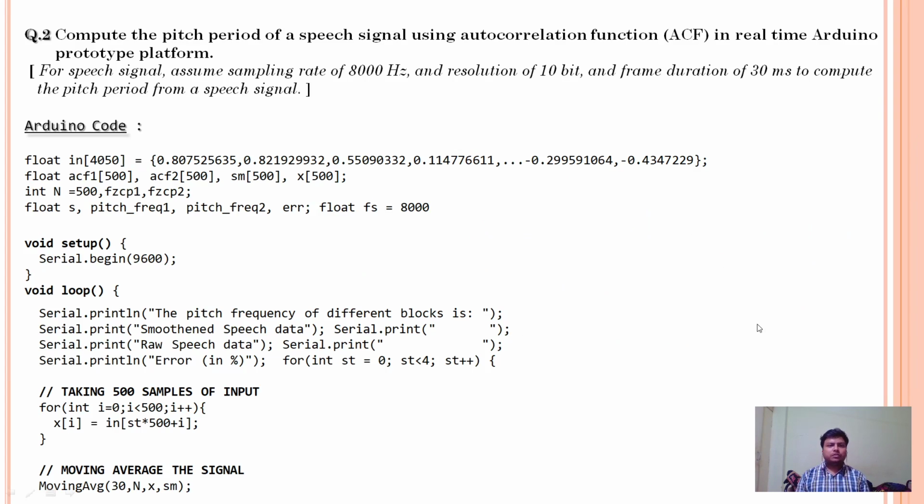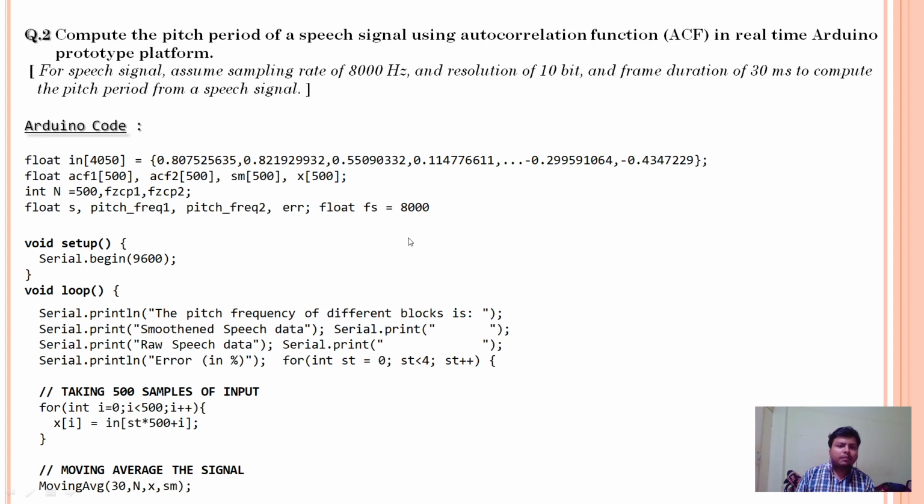Moving on to the next question. The next question is to compute the speech period of a speech signal using the same autocorrelation function on the real-time Arduino platform. So here also, what we did before is that we recorded the signal using a mic, then tabulated it in an Excel sheet, followed by converting it to a CSV file, and then we got the data. Again, we will follow almost the same procedure with slight changes.